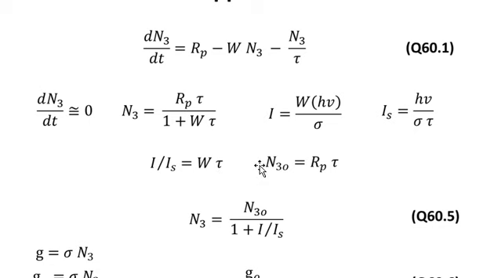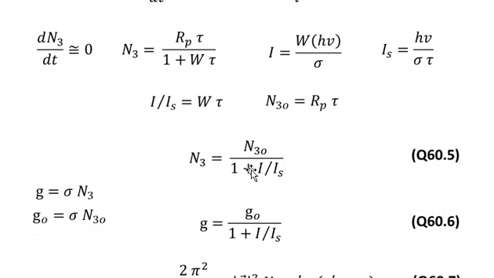So introducing these parameters and also introducing N30 is equal to Rp tau, we obtain the result, that is N3 is equal to N30 over 1 plus I over Is. So this is what I have explained.